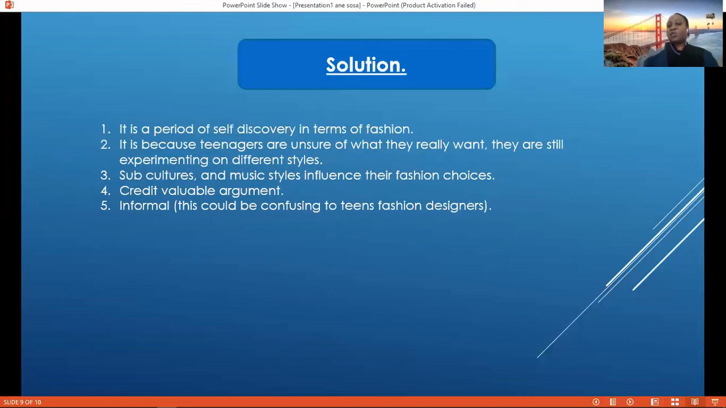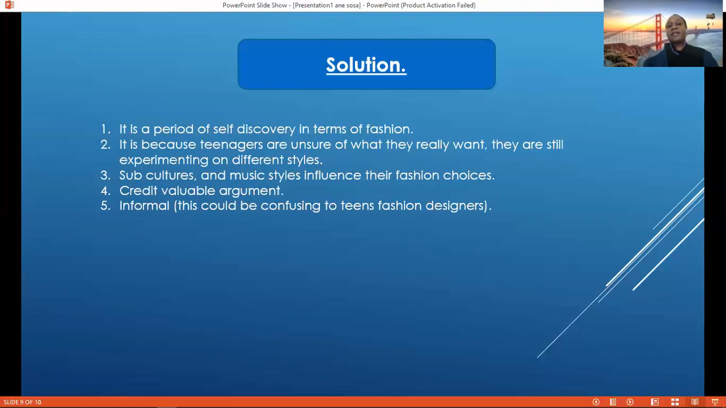Now let's come to our solution. Number 1, it is a period of self-discovery in terms of fashion. A period of self-discovery in terms of fashion. That would be for 2 marks. Yes, I needed to mention that all our questions carry 2 marks, save for the last question, which carries 5 marks. That's what we needed to know prior. Number 2, it is because teenagers are unsure of what they really want. They are still experimenting on different styles.